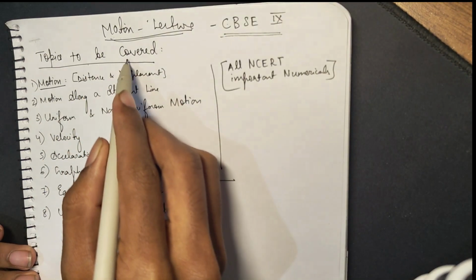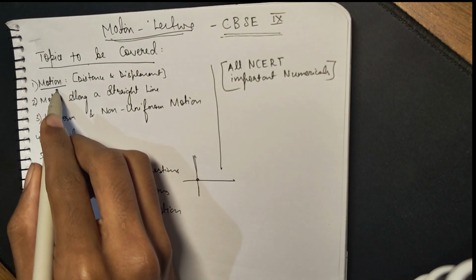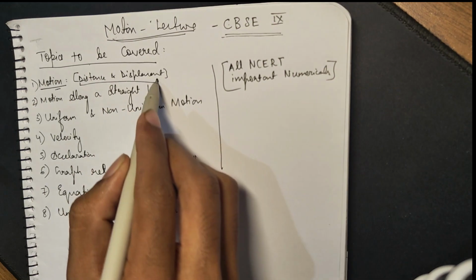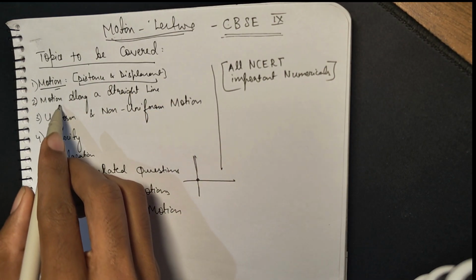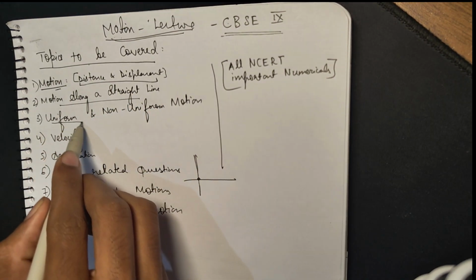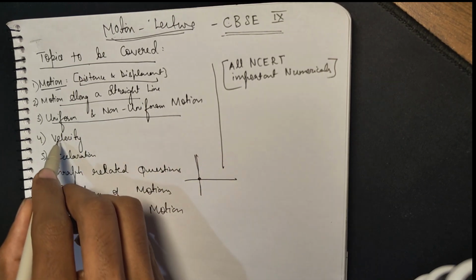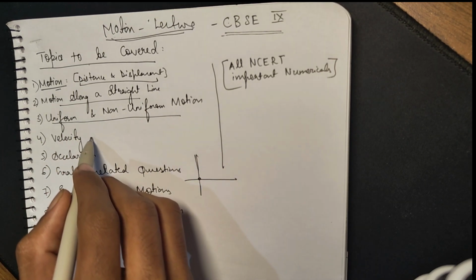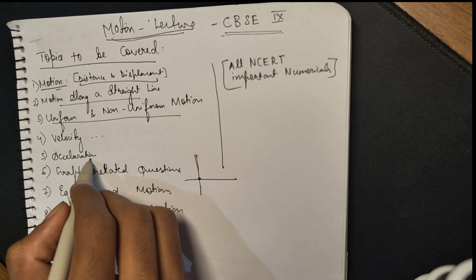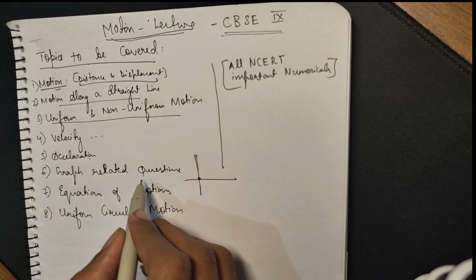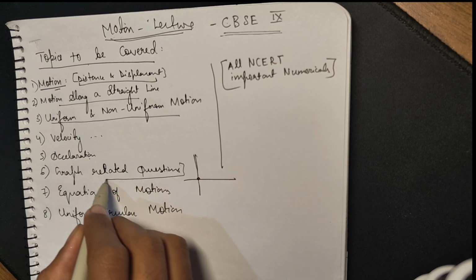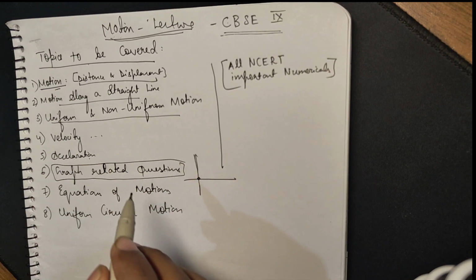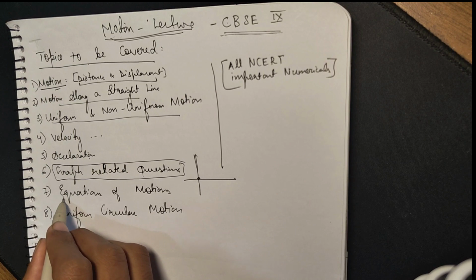All the topics that we'll be covering are, first, what is motion, the definition and types of motion. Then we have motion along a straight line, uniform and non-uniform motion. We'll take a look at what speed is, what velocity is, and the difference between both of them. Acceleration, and graph related questions of how you should be analyzing graphs, probably one of the easiest topics which many students get confused about. And next we take a look at equations of motion.